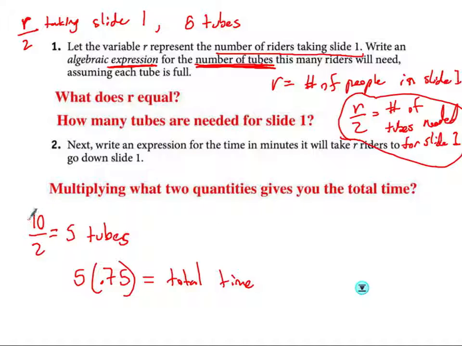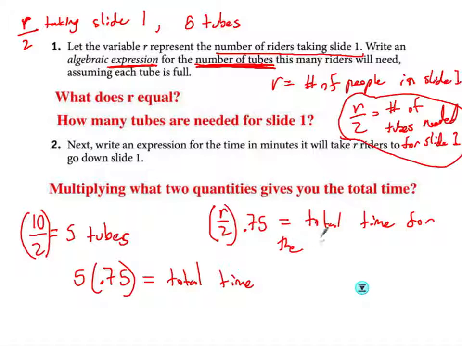So again, since we figured this out, instead of having 10 over 2, what we really have in terms of our problem is R over 2, which again, the number of tubes needed for slide 1, and we basically multiply it by 0.75, and that is going to give us the total time for the tubes to go down slide 1. There we go.